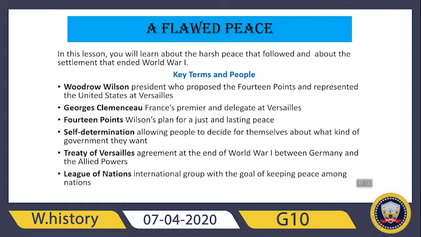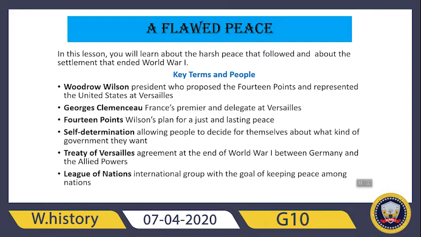Before we begin the lesson, here are a few important terms and people you should know. Number one, Woodrow Wilson. Who was Woodrow Wilson? He was the president who proposed the 14 points and represented the United States at Versailles. Then we have Georges Clemenceau, France's premier and delegate at Versailles. Then we have the 14 points, which were Wilson's plan for a just and lasting peace.